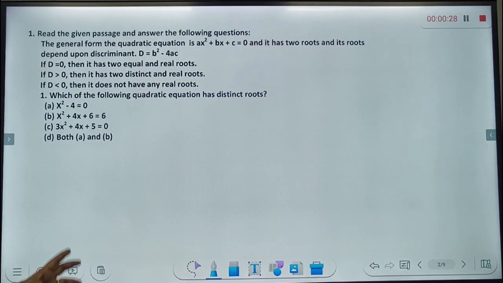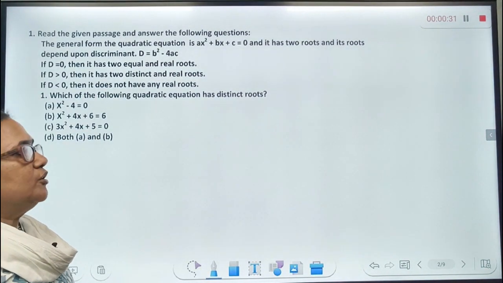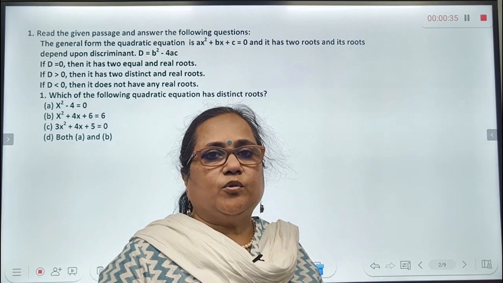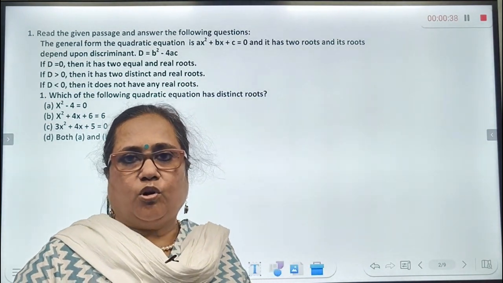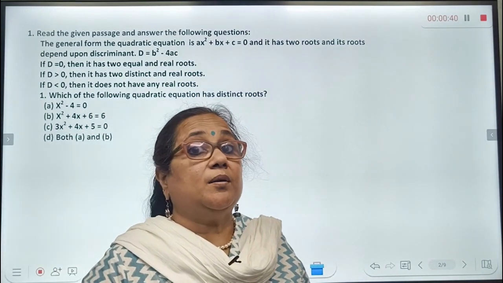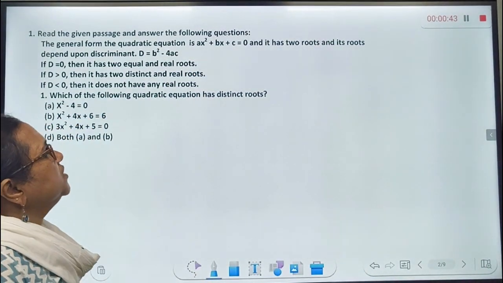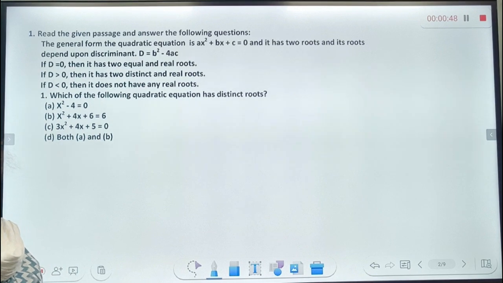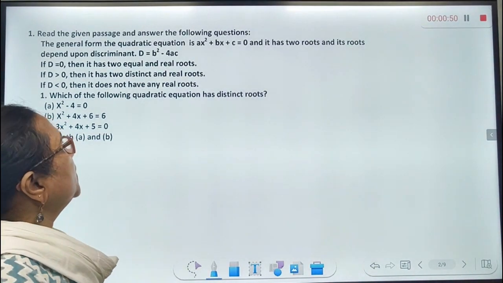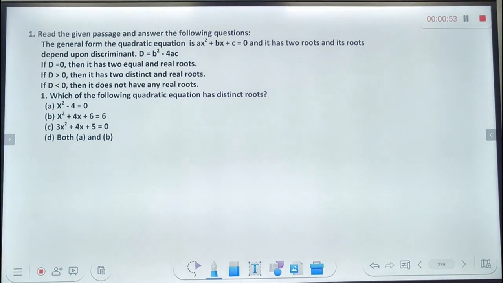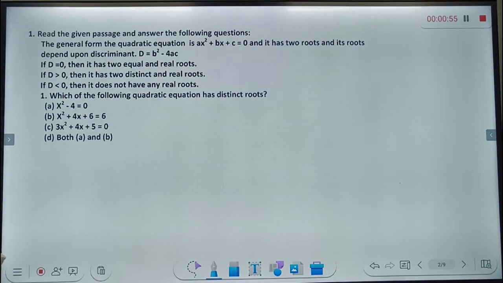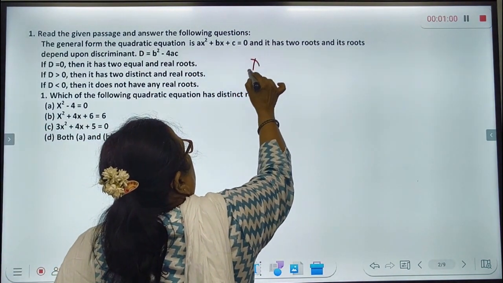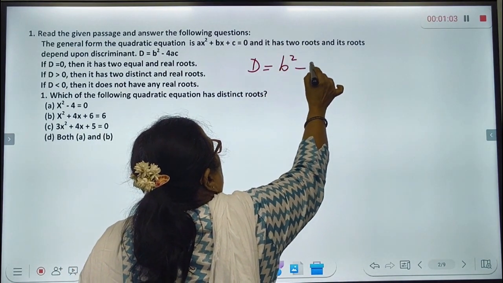So this is the given passage, which is generally about quadratic equations. I'm sure you all know that the general form of a quadratic equation is ax square plus bx plus c equal to 0, where a, b, c are real numbers and a is not equal to 0. Why is a not equal to 0? If a is equal to 0, then the quadratic will become linear. And it has two roots, and the nature of the roots is dependent upon the discriminant. The discriminant is given by b square minus 4ac.